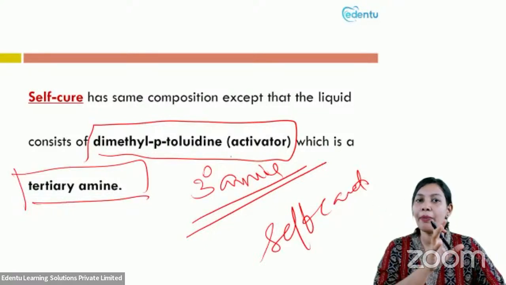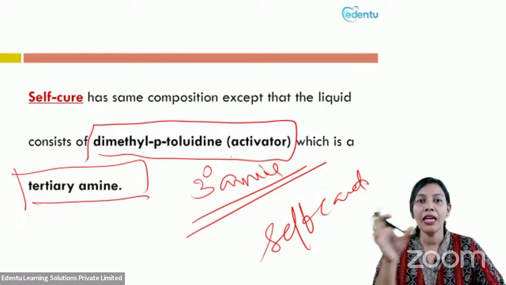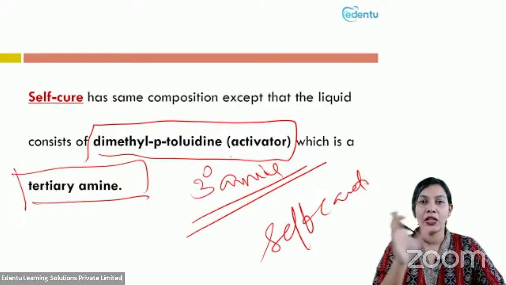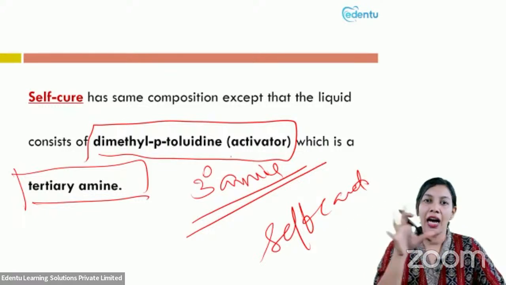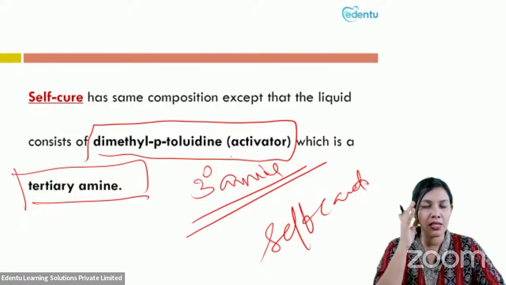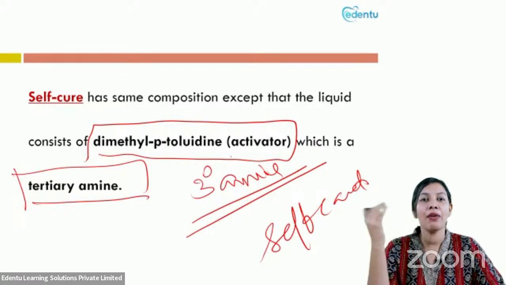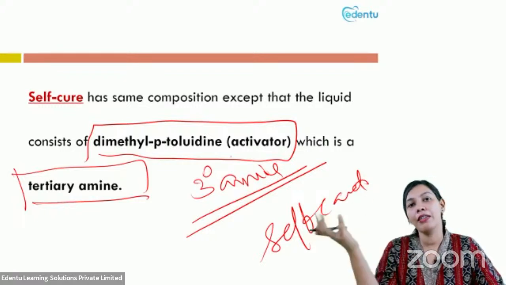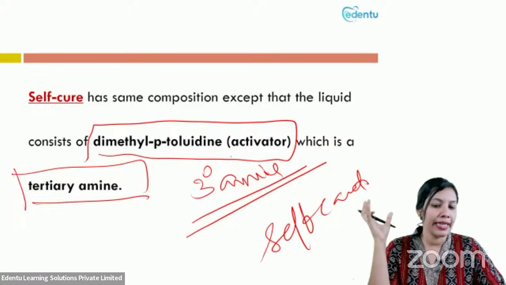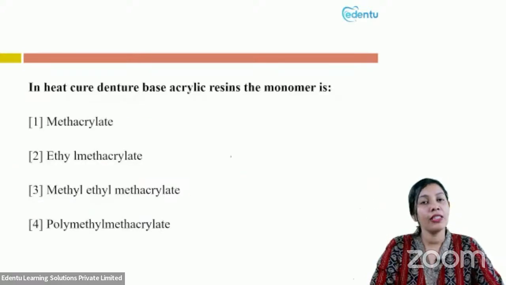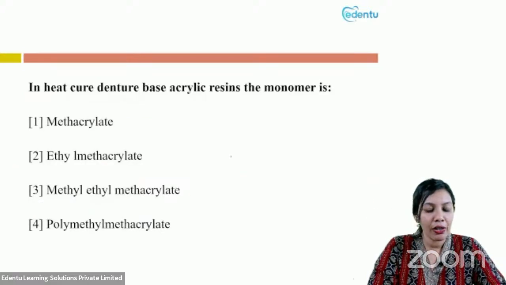Acrylic resin is of two types, heat cured and also light cured. Based on the composition and also based on the reaction, they are much different, and you need to memorize what the reaction taking place is, and what the different chemicals and different activators present are.